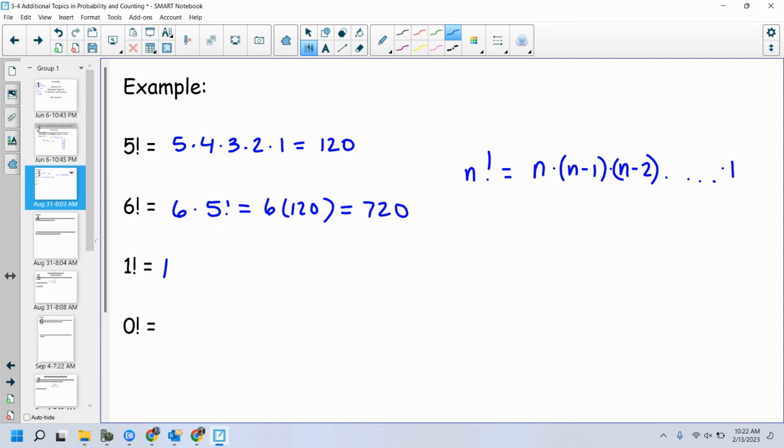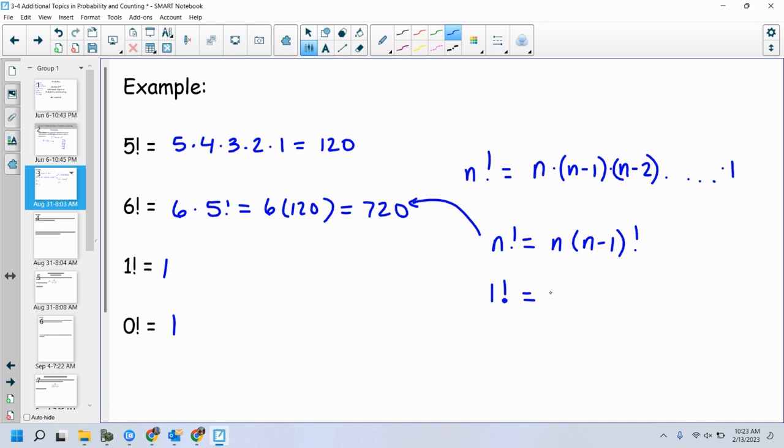It's actually defined to be 1. Why is that the case? I've got a little funky proof of it here. Because n factorial is n times n minus 1 factorial, right? We kind of saw that right here. Wouldn't you guys agree? What is 1 factorial? 1, right?